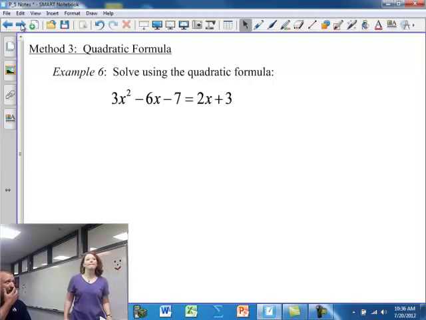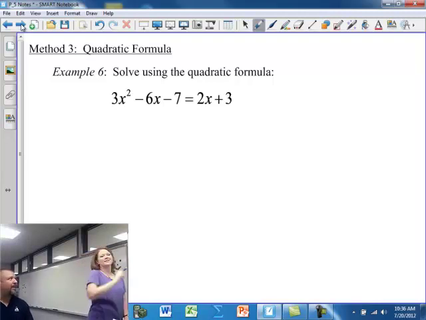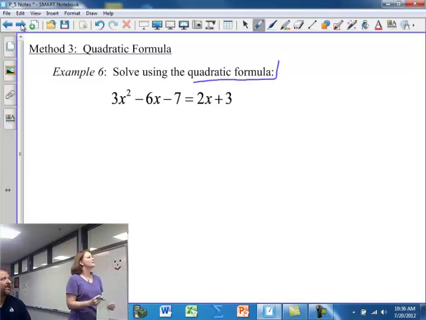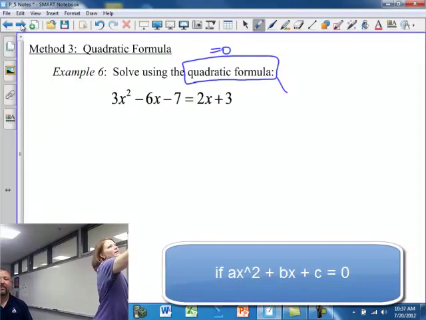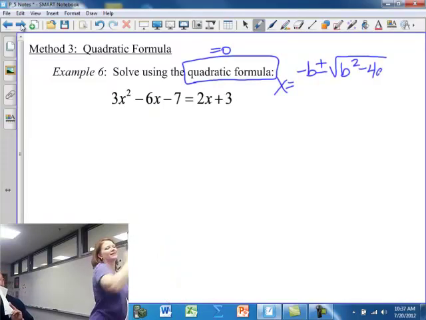Quadratic formula you should already know. In fact, let's go ahead and give them the quadratic formula one time because we're not going to do it again. Quadratic formula, what has to happen first? The ax squared plus bx plus c has to equal what? 0. So if all that equals 0, then the answer is x equals opposite of b plus or minus the square root of b squared minus 4ac all over 2a.